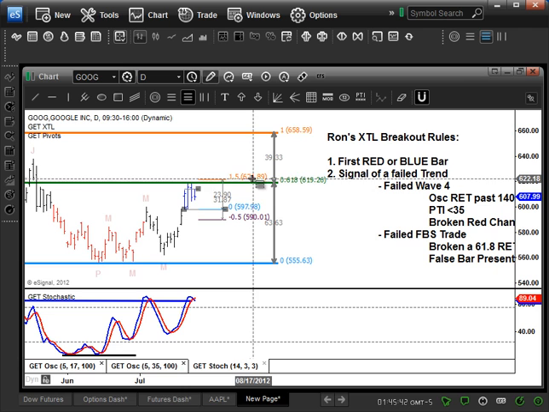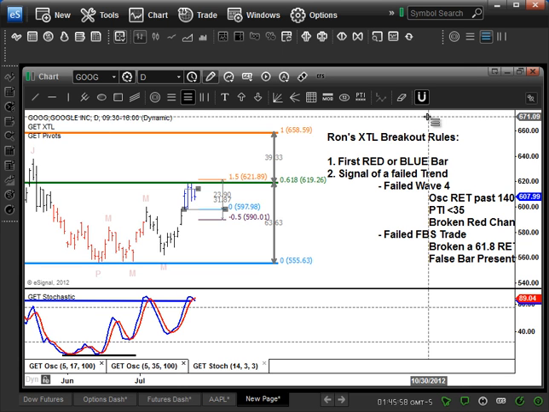Now, if I get a move up to 621, I still probably would not take it there because it's still close to that 620 level of the 62%. What I would look for is maybe a close above 621.80 and then a bar taking out the high of that bar that closed. So Google could possibly turn into an XTL breakout trade here, but since we're still holding 62%, I'd probably hold off on this market.